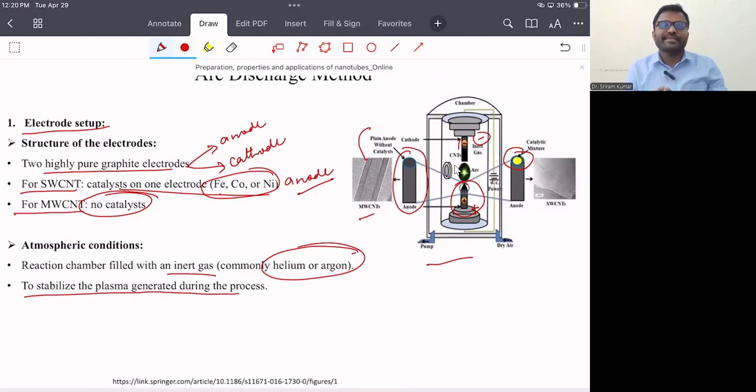So the first important aspect of the arc discharge method is how you set up the electrodes. In this method, we use two electrodes, one is the anode and the second is the cathode. Both are made of graphite material. For single wall CNT, we need to use a catalyst, and for multi-wall CNT, we can use the plain electrode.